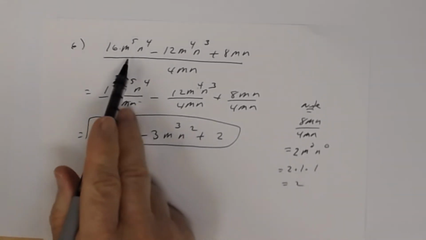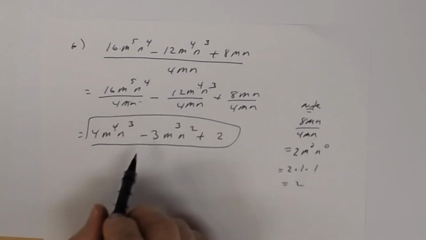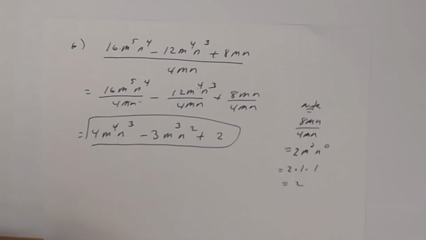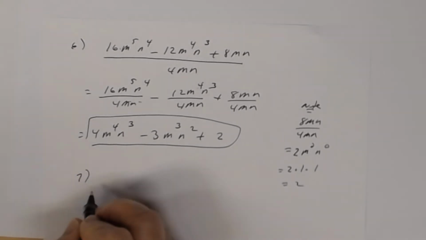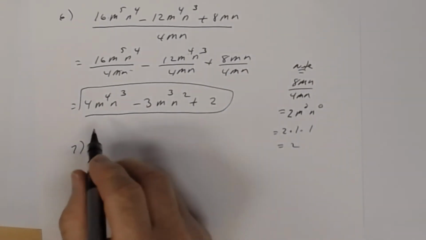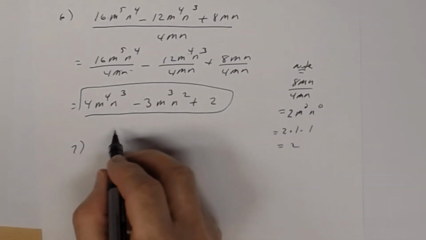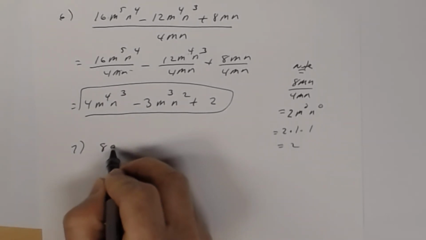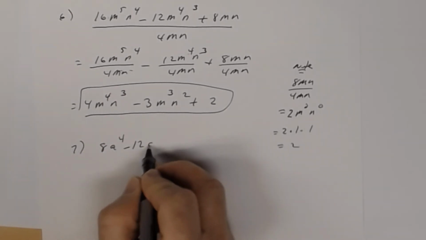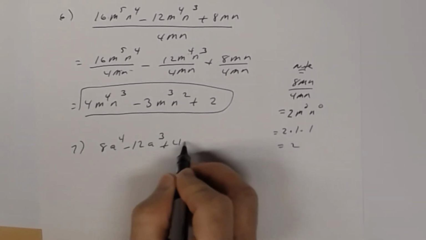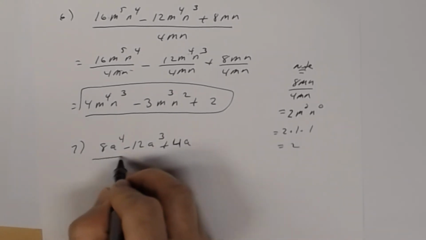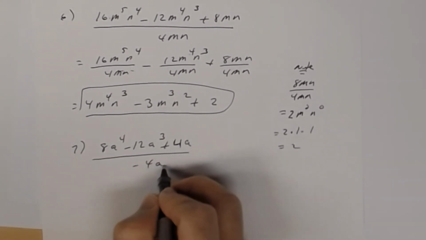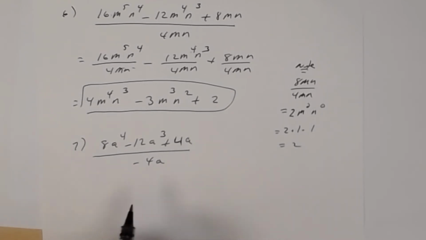So when you divide this polynomial by this monomial, you get this. That's your answer. Okay, 7. So number 7, let's suppose we had 8a to the 4th minus 12a cubed plus 4a divided by negative 4a. All right, so again, I have a polynomial divided by a monomial.